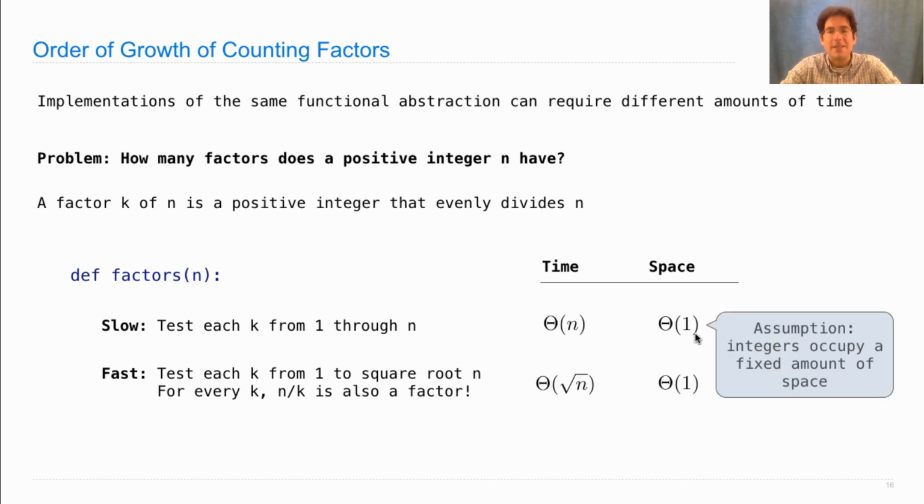Now this assumption about constant space actually assumes that integers also occupy a fixed amount of space, no matter how large they are. And that's true for basically every integer that you'll encounter in your regular life. But if integers get really, really big, 2 to the 1,000th power, then they start taking up more space. But let's not worry about that for now. Let's focus on this difference in the order of growth in the time that it takes to compute factors. And I'm going to show you the difference by actually measuring how much time it takes to compute each one.